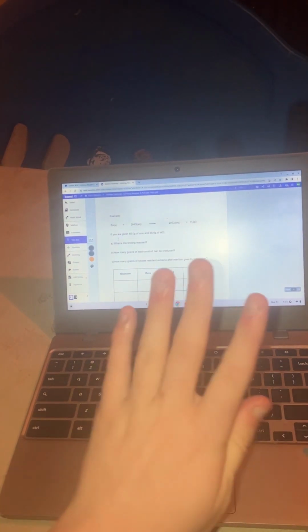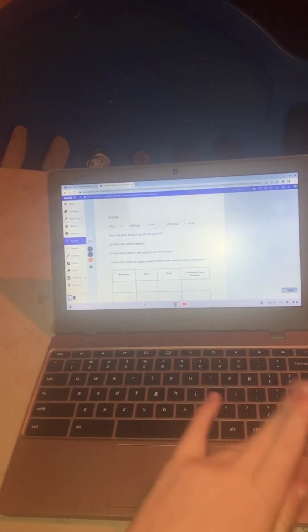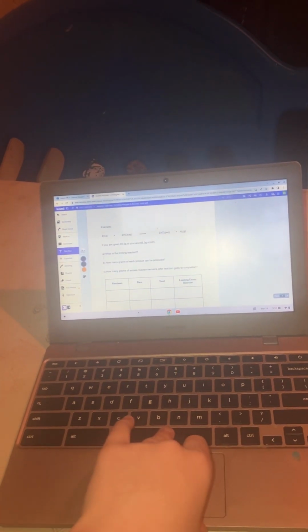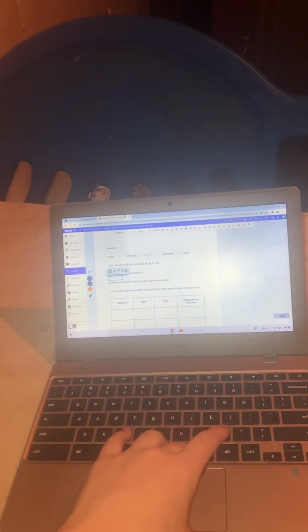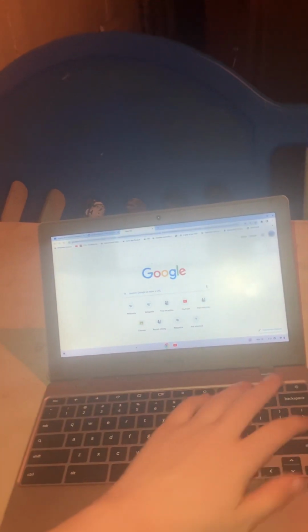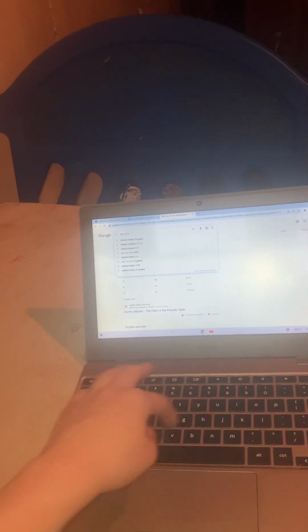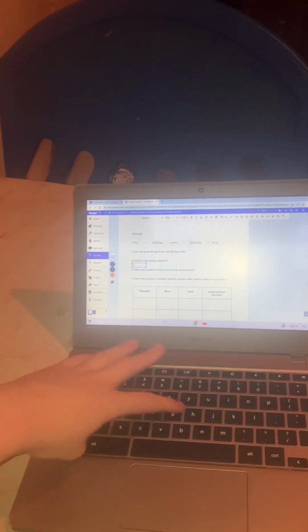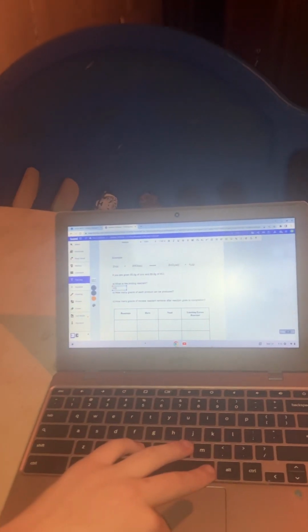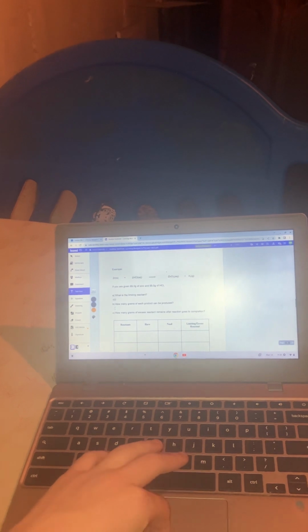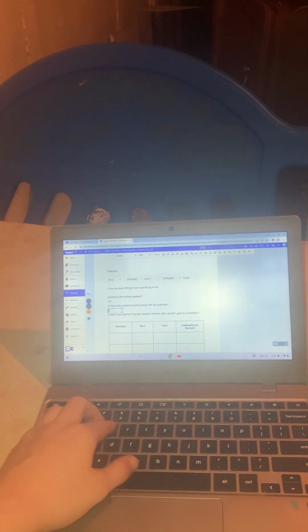Okay. So if you're given 65 grams of zinc and 65 grams of HCl, I think the AMU of zinc is 65. Yeah, it's 65. And the AMU of HCl, well, I think chlorine has an AMU of 35, and hydrogen is obviously 1. So that's 36. So the limiting reactant is the HCl. How many grams of each product can be produced?